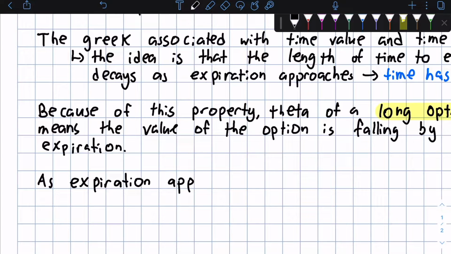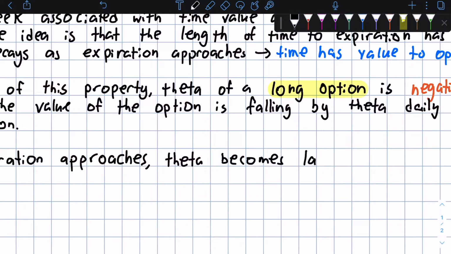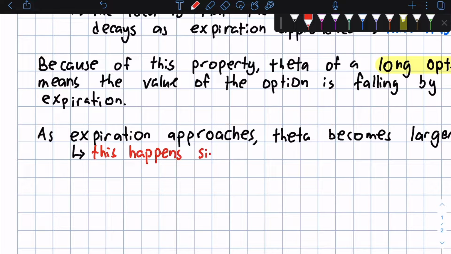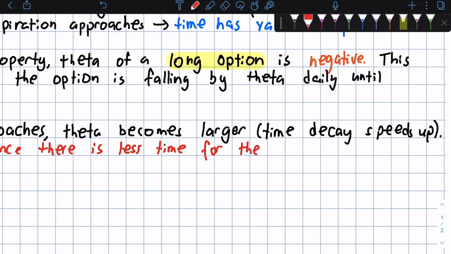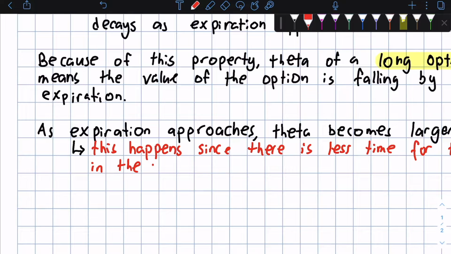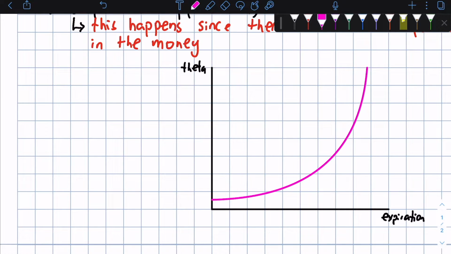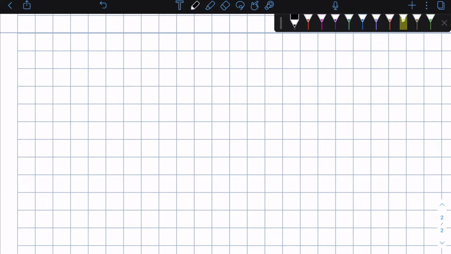And as expiration approaches, theta becomes larger, so this means that time decay is actually speeding up. And this happens because there's less time for the option to become profitable or in the money. And now we can take a look at a chart here that kind of depicts how exactly that would happen. Here on the y-axis we've got the theta level and expiration on the x-axis, and we can see as expiration approaches, theta becomes increasingly large and accelerates time decay.